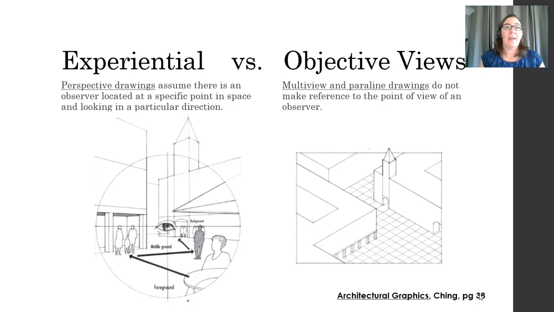Let's take another look at the difference between experiential views and objective views. Perspective drawings are experiential views. They assume that there is an observer, which is located at a specific point in space and looking in a particular direction. Objective views, including the orthographic multi-view drawings and the paraline drawings, don't make any reference to a specific point of view or a specific observer.